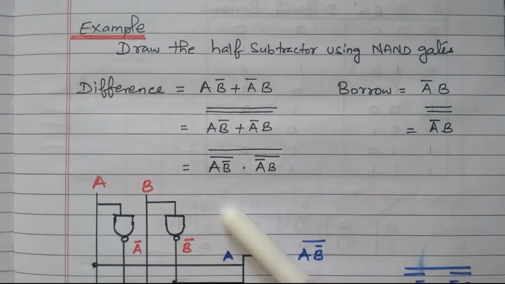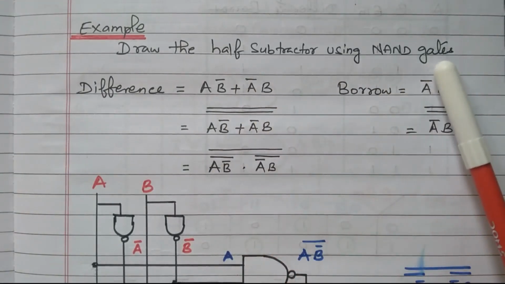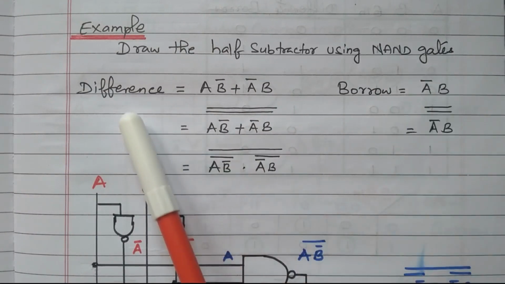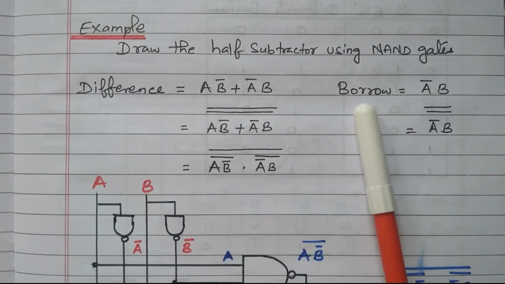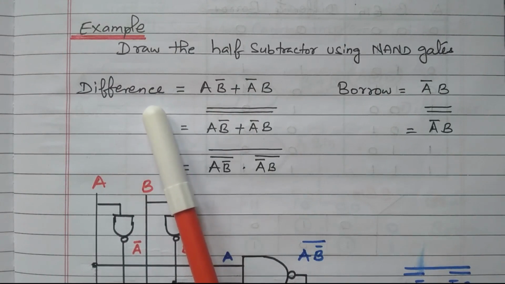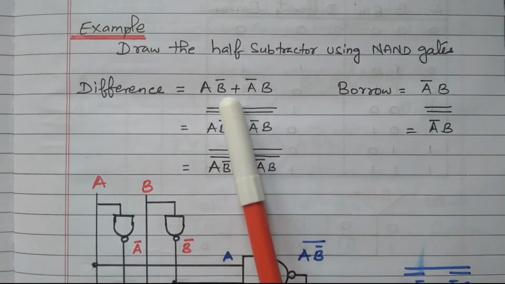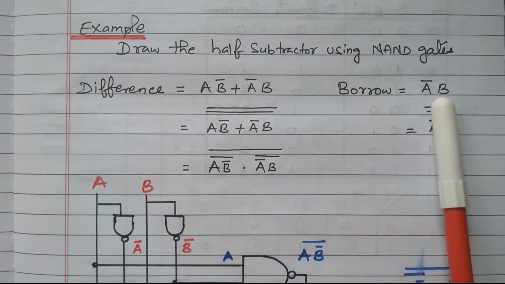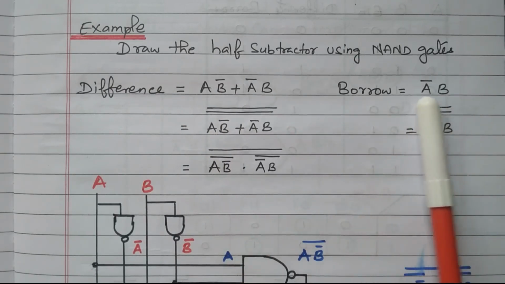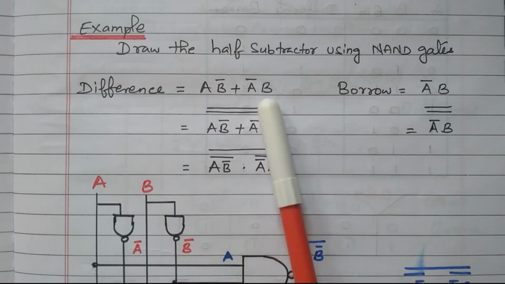We will see how to implement this half subtractor using the NAND gate. First we will see the expression for difference and borrow. We already got the expression for difference and borrow. The difference is nothing but A B bar plus A bar B, that is XOR gate. The borrow is A bar B, right? So this A bar B, A B bar plus A bar B.